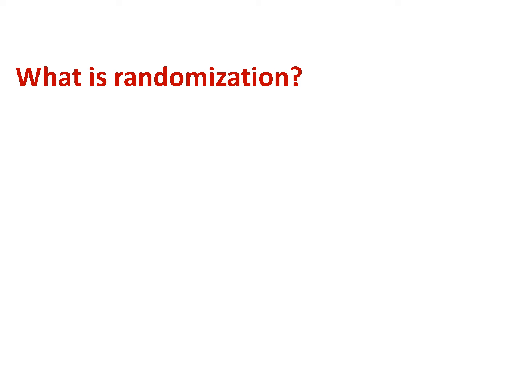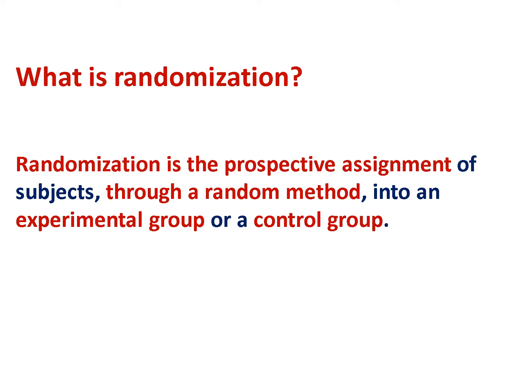Now we can see what is meant by randomization. Randomization is the prospective assignment of study subjects, through a random method, into an experimental group or a control group. As already told, there are two groups: an experimental group and a control group. Randomization is the assignment through a random method to either the experimental group or the control group.